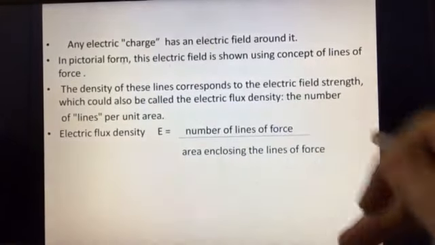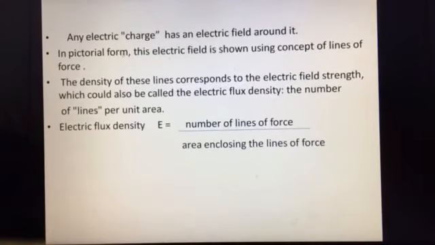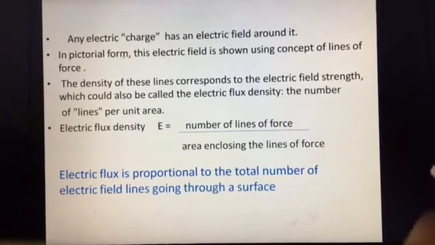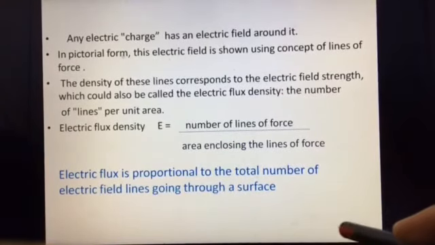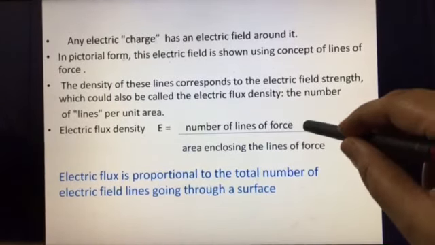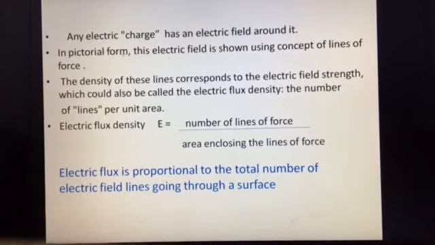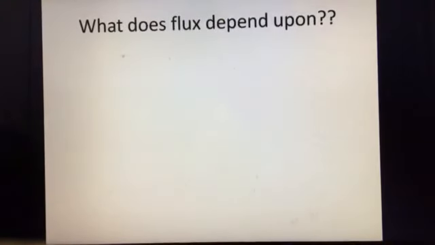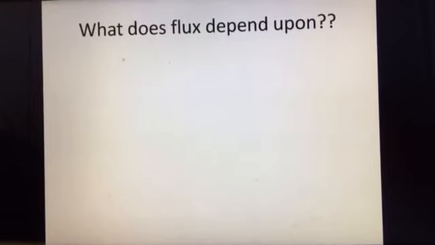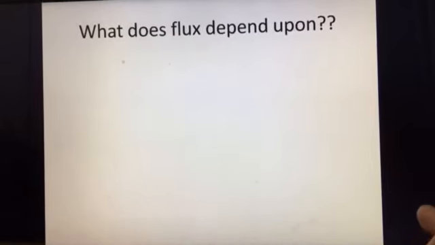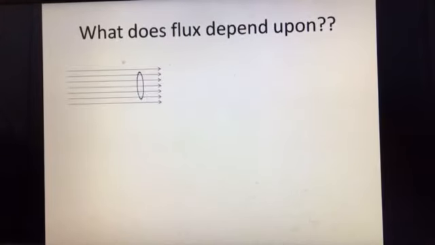So if we just want electric flux, what is electric flux going to be? Electric flux will be proportional to the total number of electric field lines going through a surface. So now we know what actual electric flux means. Electric flux is nothing but proportional to the number of field lines passing through a given area. Now what does this flux depend upon? Let's see.